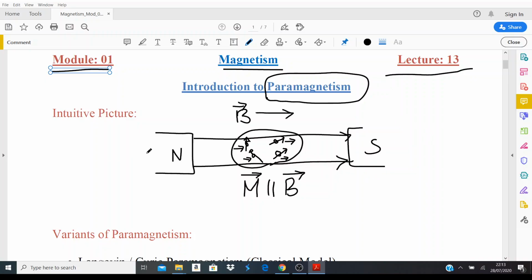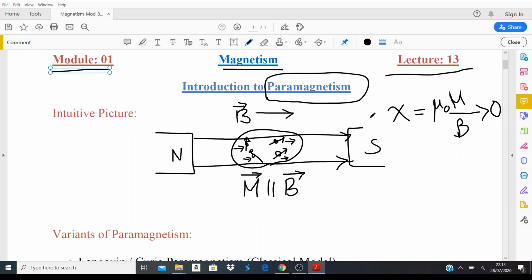And that's why usually for a paramagnetic material, the susceptibility, which is defined as the free space permeability times the magnetization divided by the external magnetic field, is a positive number, because the magnetization and the external magnetic field are in the same direction.